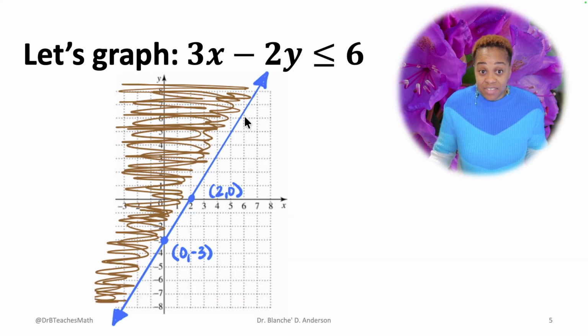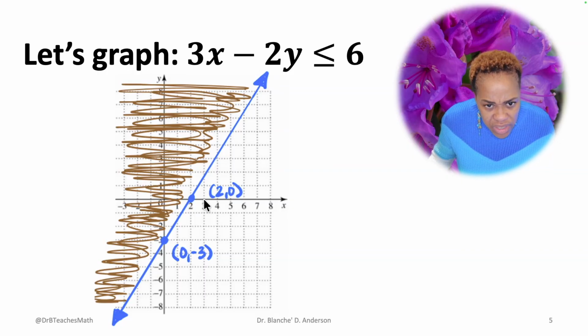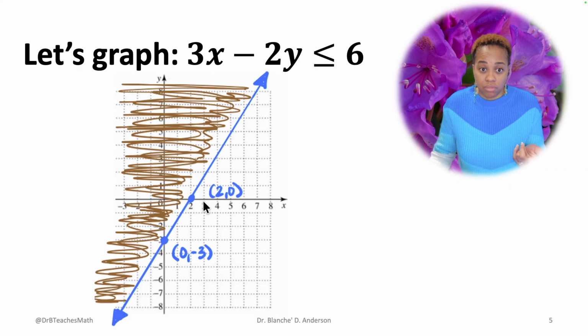Well, that's in the shaded area. Now, if you tried to pick an ordered pair on this side and plug it into the equation, it's not going to work. For example, if we pick (3, 0), where x is 3 and y is 0, 3 times 3 is 9. 9 minus 0 is not less than or equal to 6. So that's why you don't see anything shaded on this side.